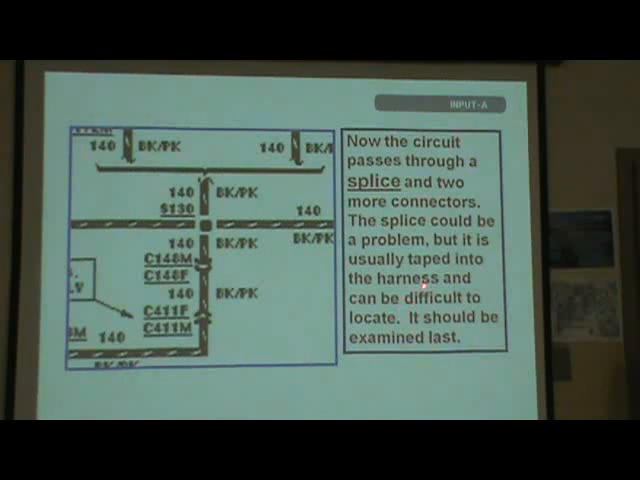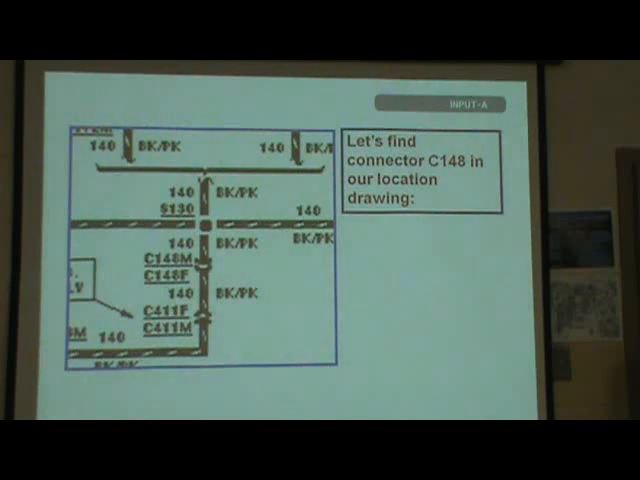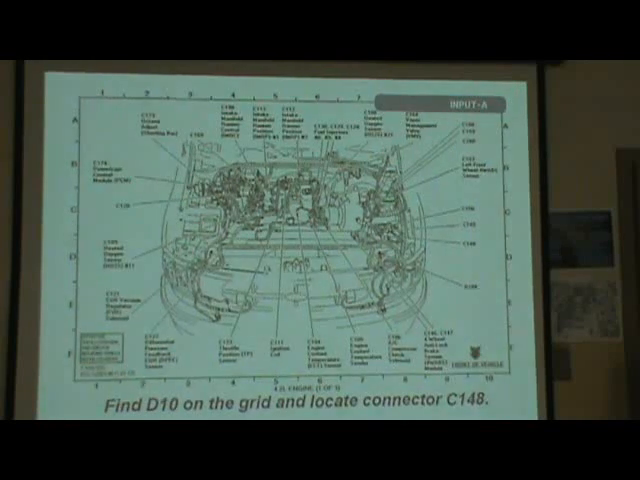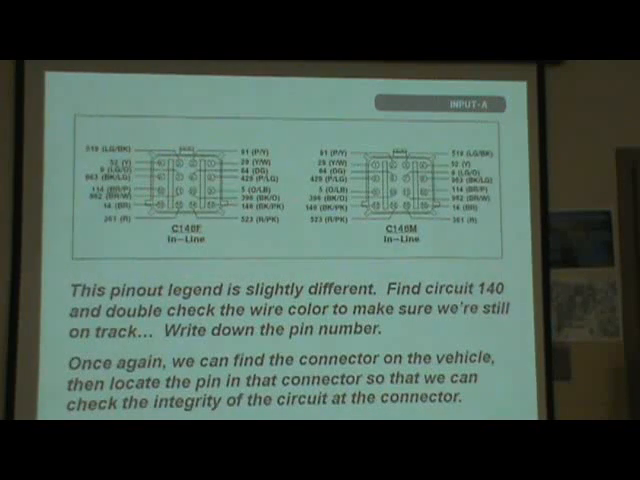Okay. This circuit passes through a splice and two more connectors. The splice could be the problem, and that's usually taped into the harness. It's going to be difficult to locate, so you examine that last. So let's find connector C148 in our location drawing. You see a C148? Right there? Got it? D10 on the grid. All right.